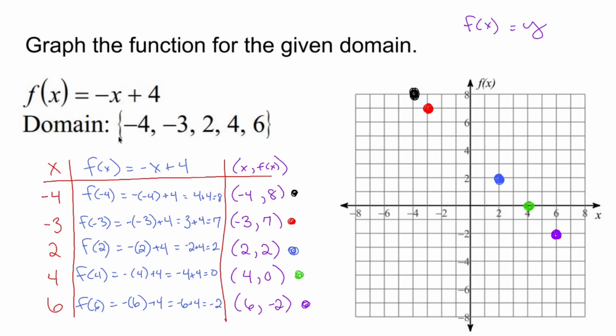All right, so what this looks like is a bunch of dots that, if we were to connect the dots, we would get a straight line. But I'm not going to connect the dots because that's not what they want me to do. They just want me to list these 5 points based off the domain, negative 4, negative 3, 2, 4, and 6. Hope this helps.